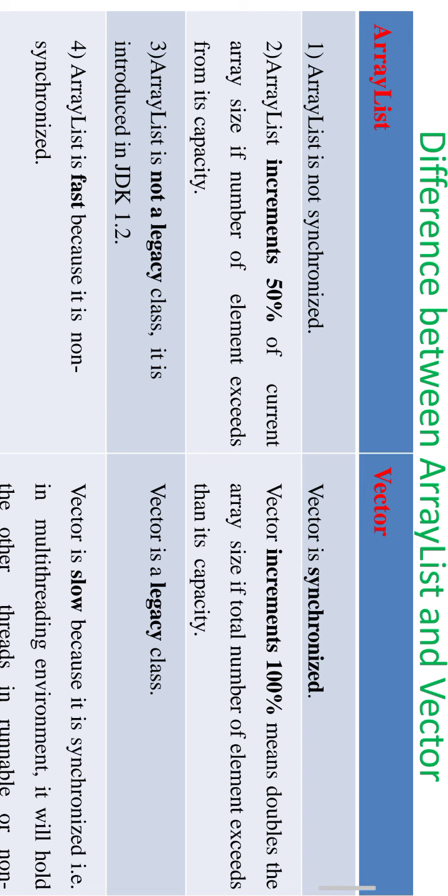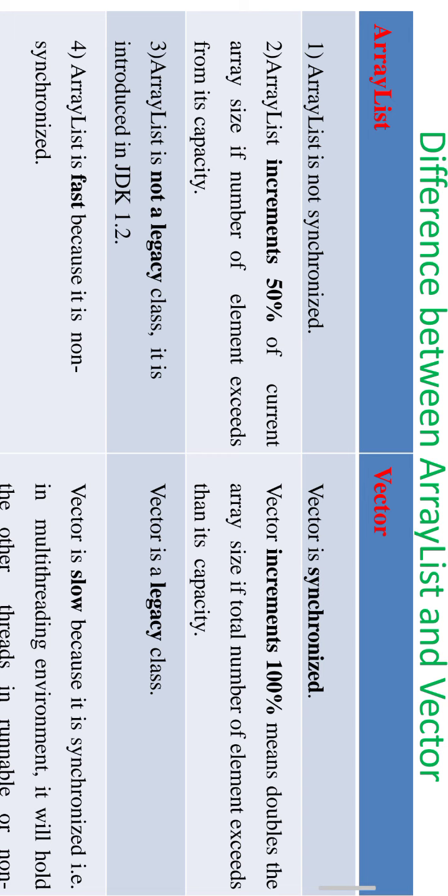Now the collection framework contains a set of classes as well as interfaces, but earlier versions had only legacy classes. So array list is not a legacy class. Vector is a legacy class. This vector collection type was used to store a group of elements in the legacy classes. So that is the third difference.